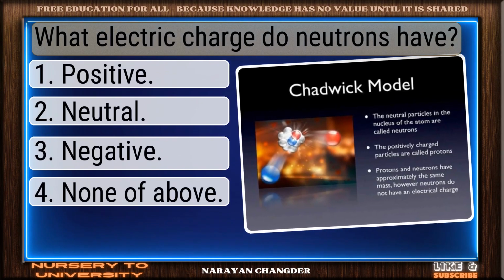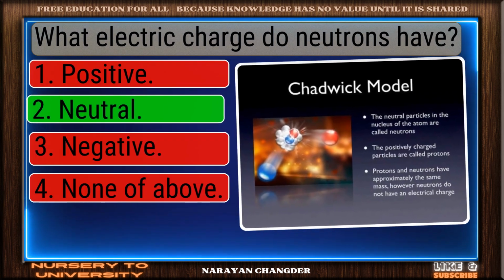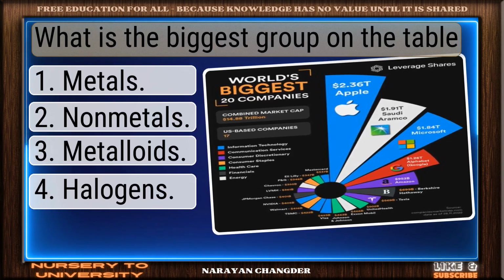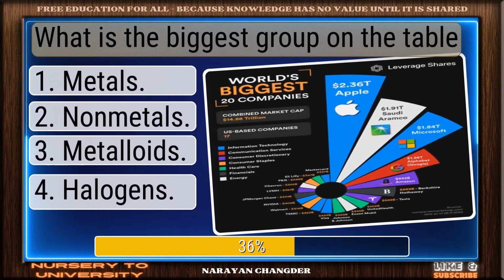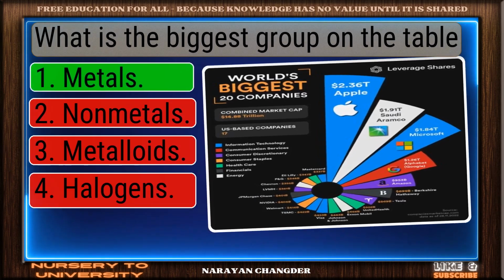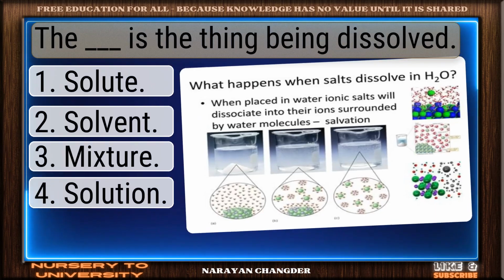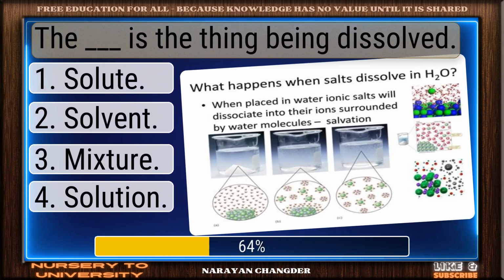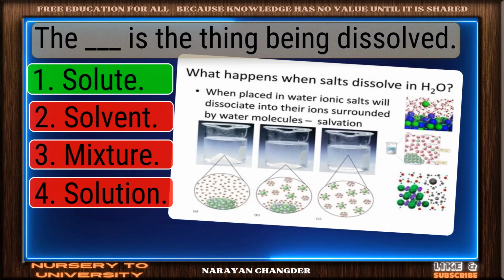What electric charge do neutrons have? Right again. Neutral is a valid answer. What is the biggest group on the table? Excellent choice. Metals is the right answer. The dash is the thing being dissolved. Bravo. Solute is the answer.